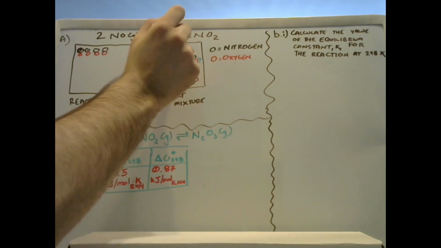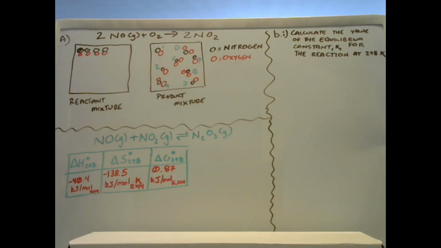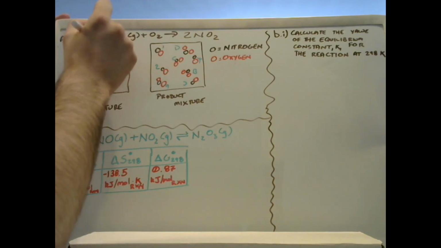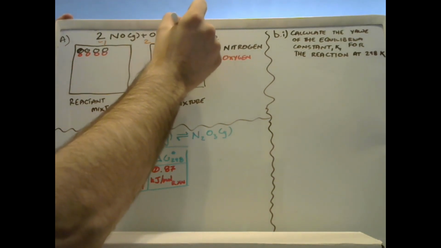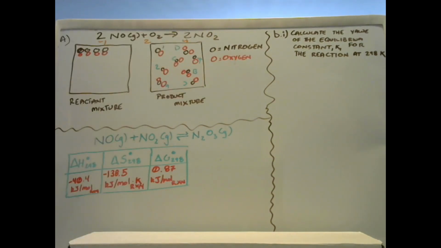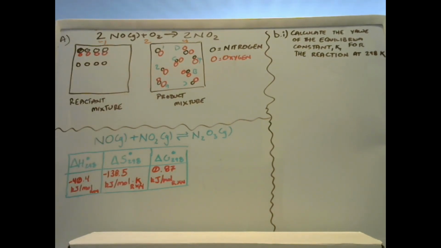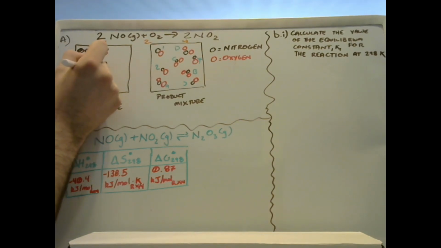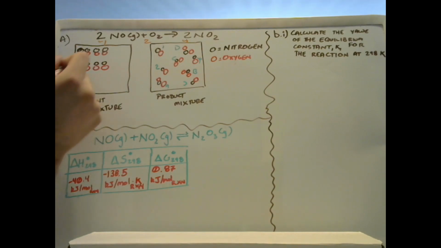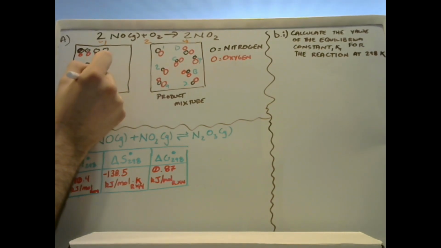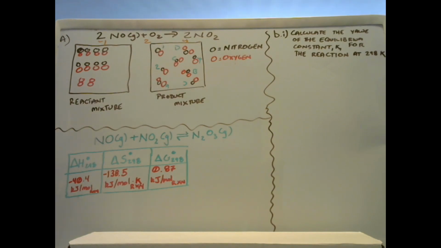2, 1, 2, 4, 2, 4. In fact, I'm going to write that out just so you can see it. We'll maintain the ratios we had previously. So let's step it back. I have 4 NO2s, which means I should have 4 NOs, 1, 2, 3, 4, and I should have 2 O2s, 1, 2.